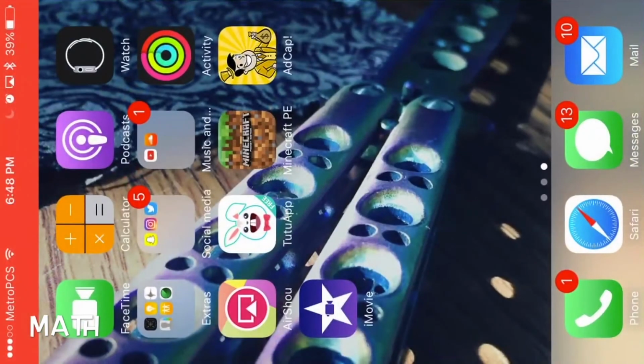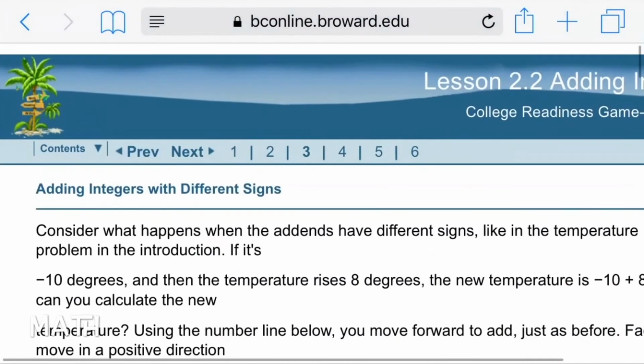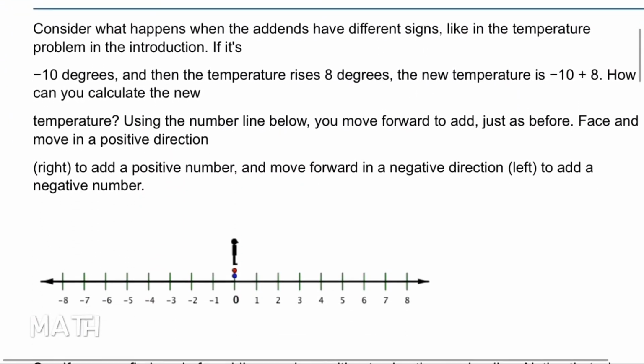Okay, this is math, and this is how you add integers with different signs. Okay, so this is an example.